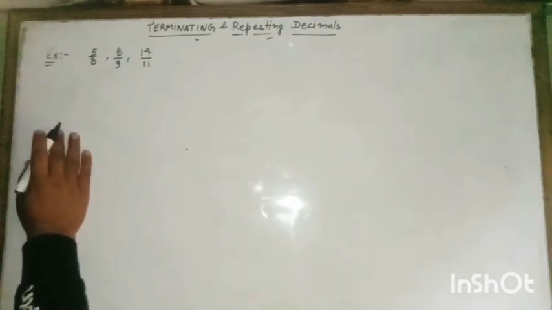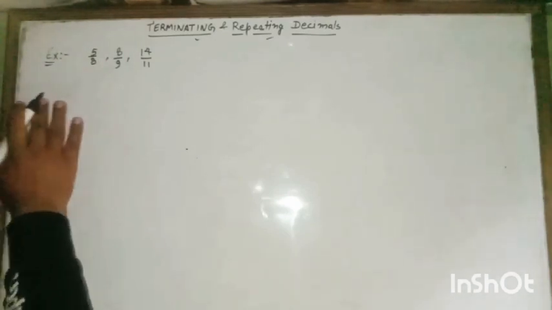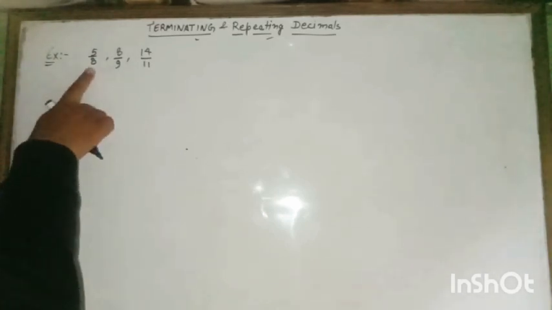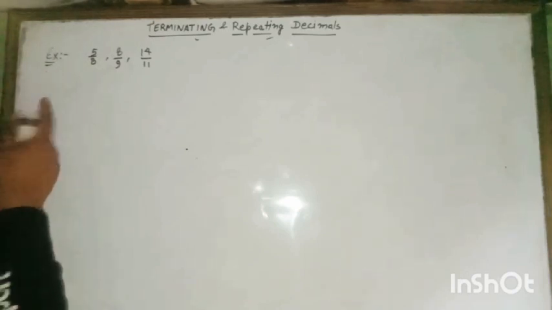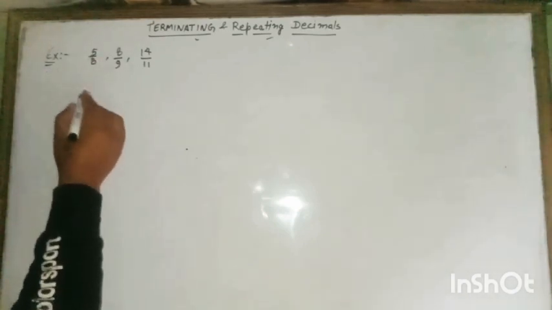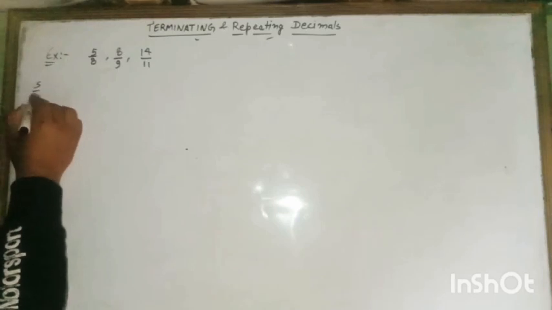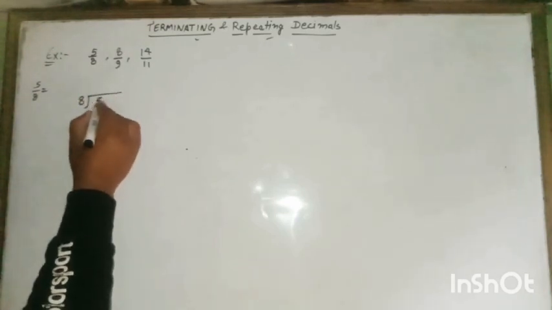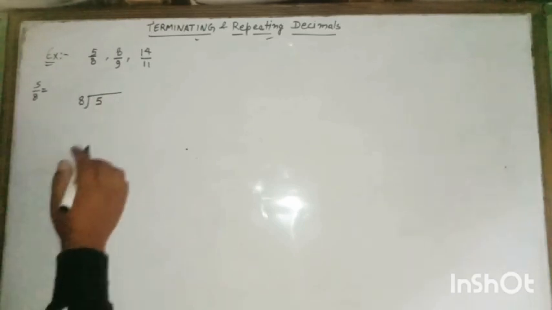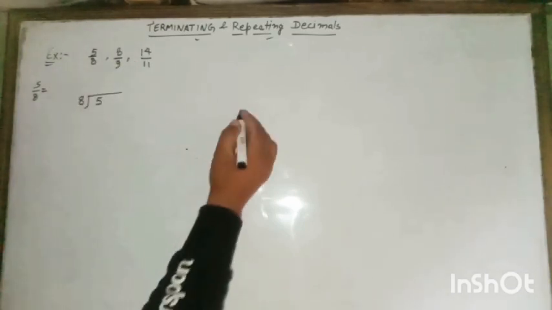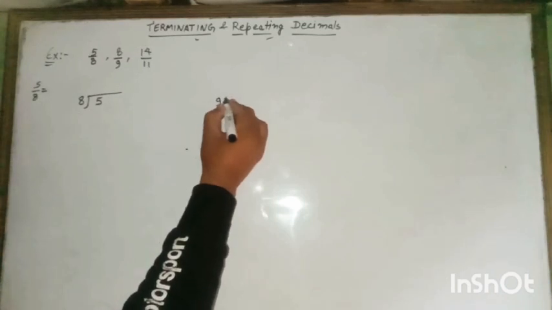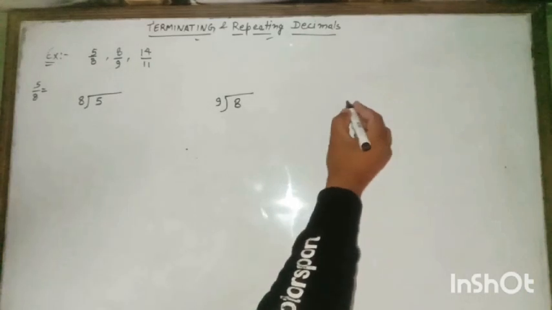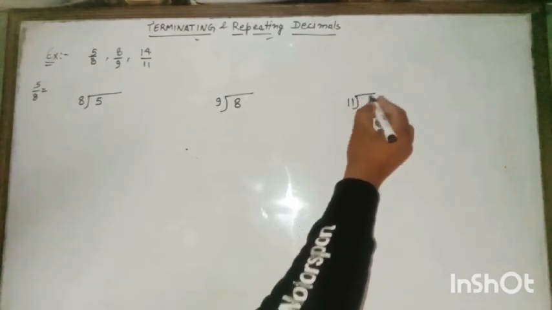The first fraction is 5 by 8. When we want to convert it into a decimal, we divide the numerator by the denominator. So how will we represent 5 by 8? We will divide 5 by 8, and like this we will do it. And for the second one, we will divide 8 by 9, and the third one we will write as 11 by 14.